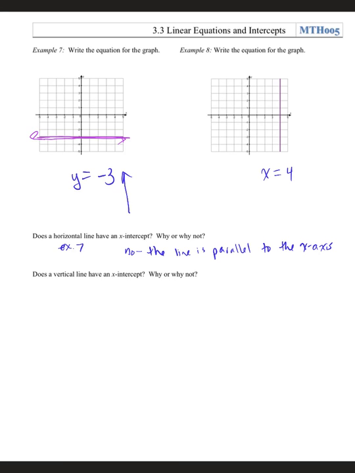The next one, does a vertical line have an x-intercept? A vertical line would be like example 8. We'd say that yes, this one does, because all vertical lines will cross the x-axis.